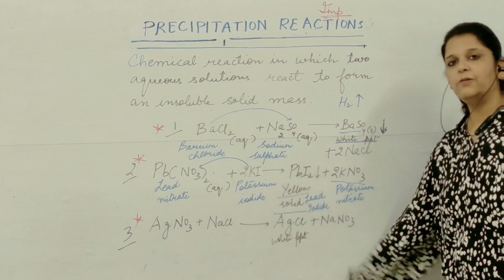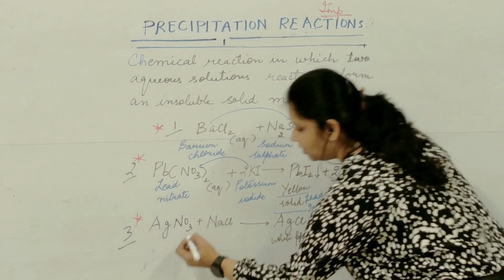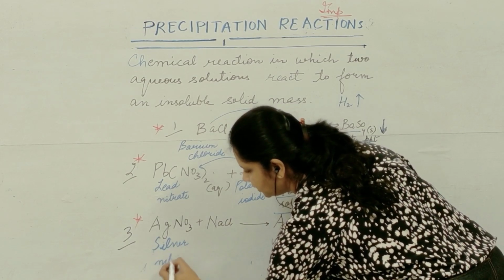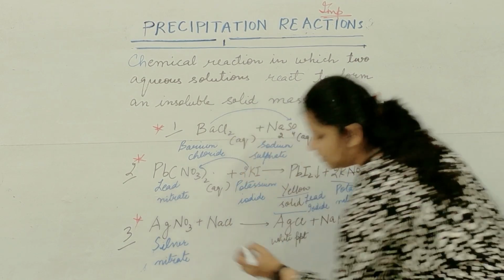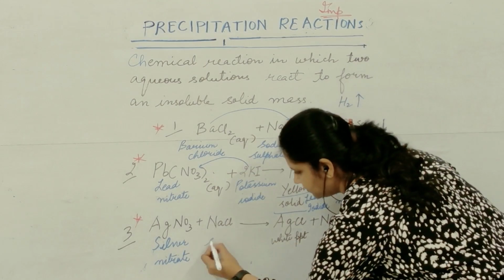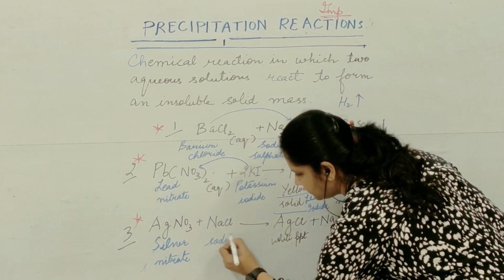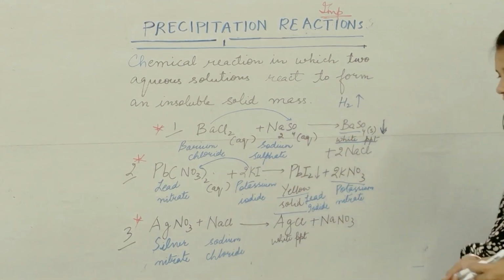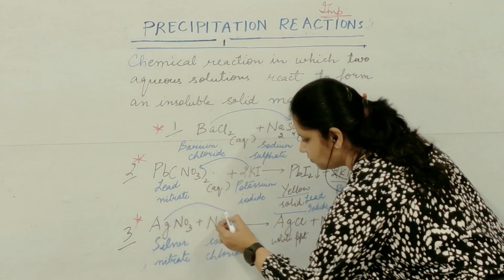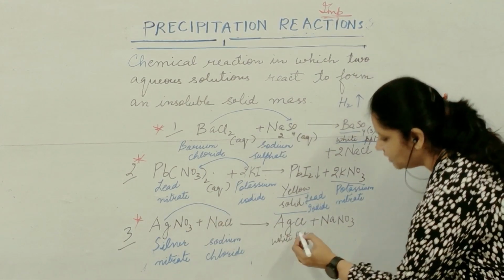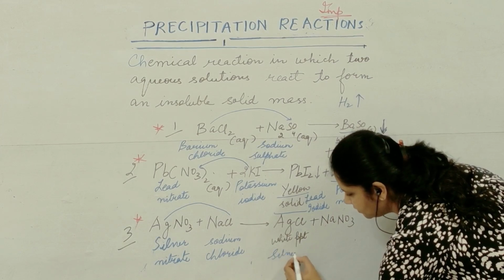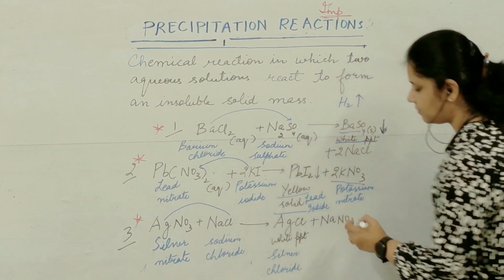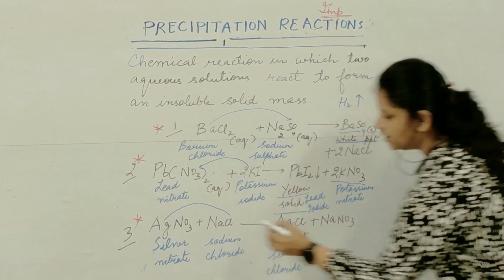See here that along with the precipitation reaction, double displacement is also taking place. ये सारी reactions में precipitation के साथ साथ double displacement भी हो रहा है. The third one is silver nitrate, इसका नाम लिखते हैं silver nitrate. It combines with sodium chloride, sodium chloride के साथ combine होता है और बनाता है silver chloride and sodium nitrate.